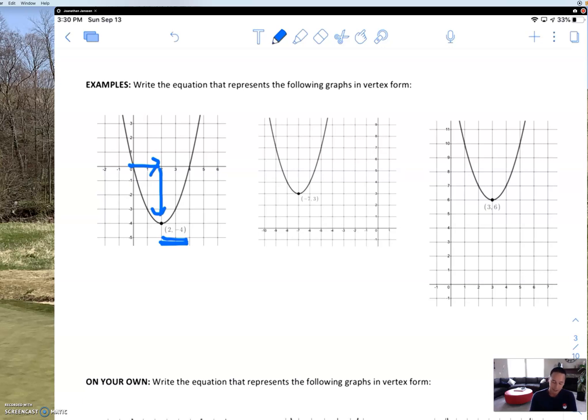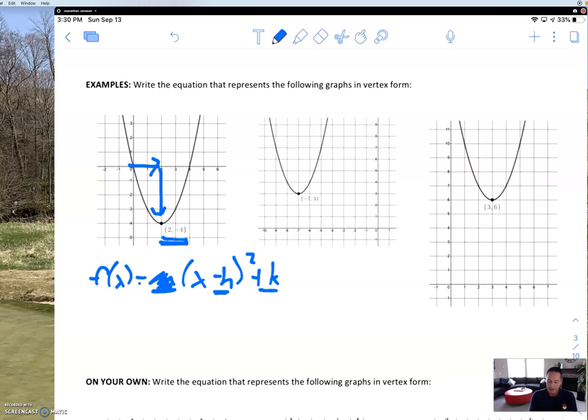So if you remember, vertex form was f(x) = a(x - h)^2 + k. For now, the a value is just going to be 1. We're going to deal with different a values a little bit later on, but for now, we're just going to ignore that a. What I want us to focus on is this h and this k.